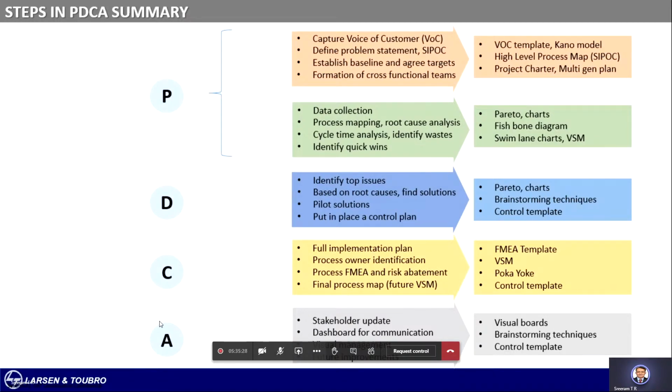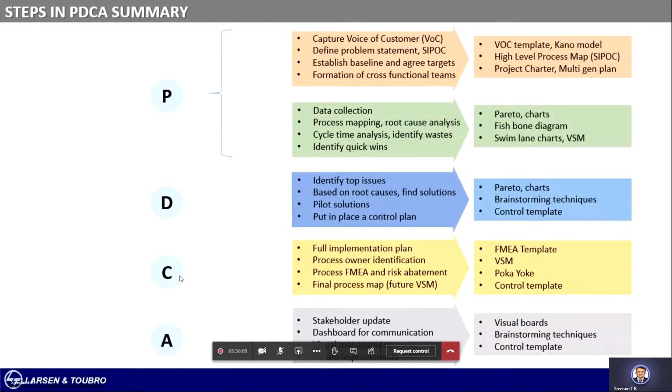Once we have that, we look at the top issues identification, and based on root causes, we find the solutions and then put in a small pilot solution and a control plan in place, just to see whether the solution that you have developed is really practical and implementable. And then, of course, we go into the full implementation plan, where we identify the process owner, process FMEAs, risk abatement, the final process map, and what should be the future value stream, so that we continue to save the time that we claim by using a revised process. So that is the whole point here.